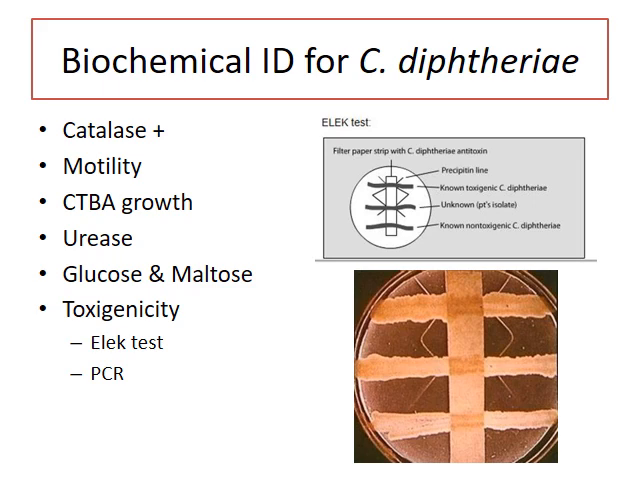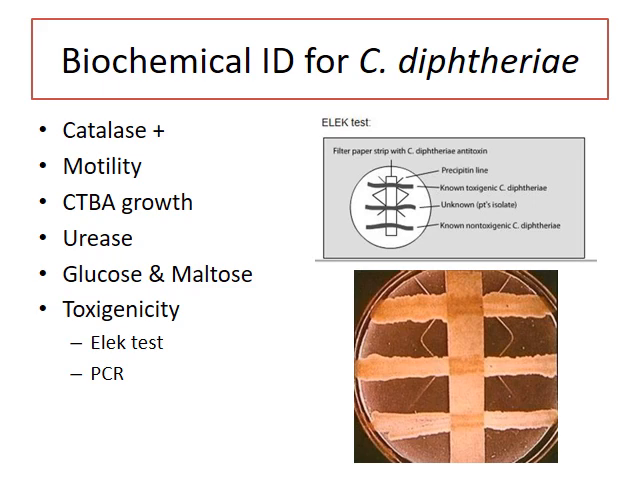For biochemical identification, you're going to do a catalase. Corynebacterium is catalase positive. They're non-motile, okay? You might see some Brownian motion when you do a germ tube, but they're non-motile. And on the CTBA, that cysteine tellurite blood agar, you're going to have that brown halo. That would be here, okay?